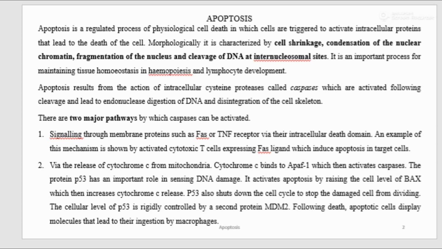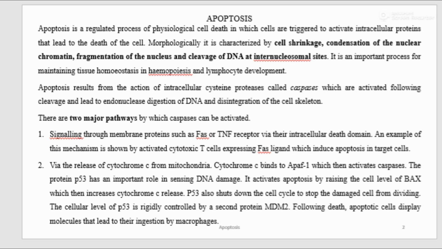What are the target cells? The cells which are bound to die. Why are they bound to die? Because either they are damaged, or they are no more needed, or they have completed their work. Now they are no more needed by the body.